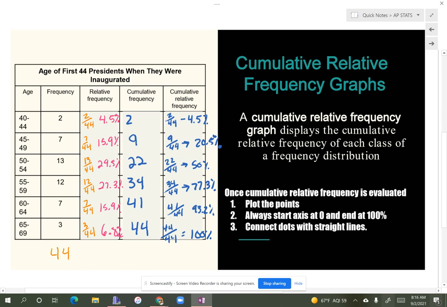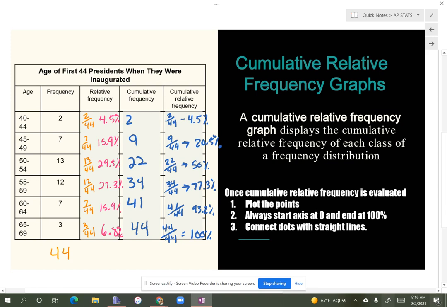That's totally okay. But once you have the cumulative relative frequency evaluated, then what we do is we plot the points for a graph, making our axes the two things. One's going to be frequency and one's going to be age. And a couple of things: we're always going to start our axis at 0 and end at 100% on the frequency because that's where we start and where we end. Then we're going to plot the points and connect the dots.